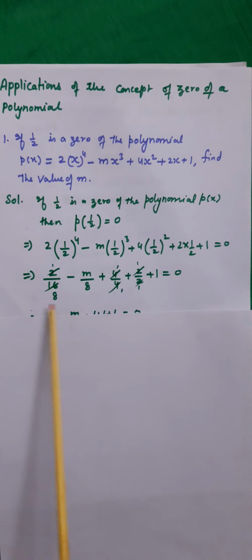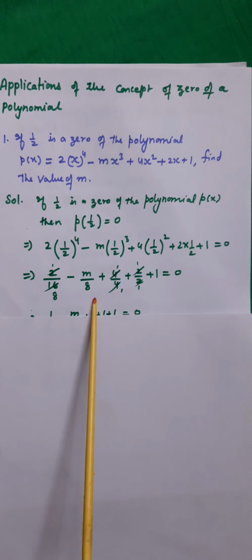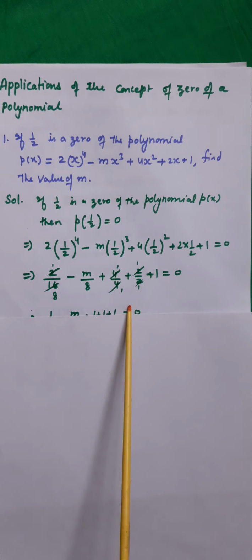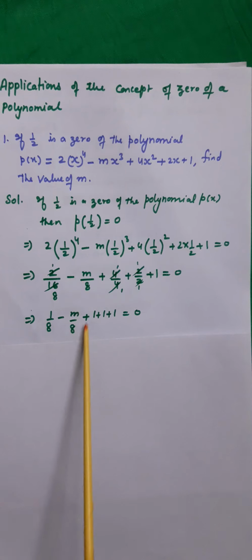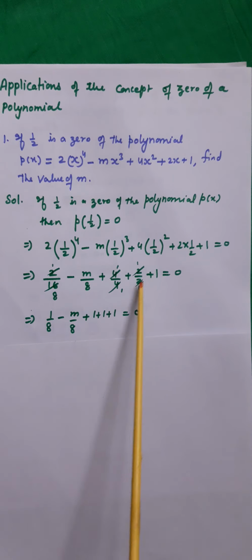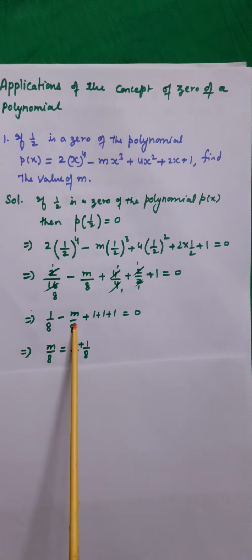Let's cancel out whatever is possible. 2 eights are 16. 4 and 4 gone. 2 and 2 gone. Plus 1 here. So now this whole gives me 1/8 - m/8 + 1 + 1 + 1 = 0. This implies m/8.